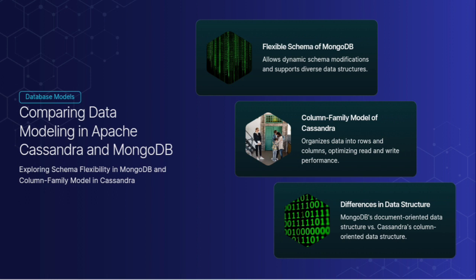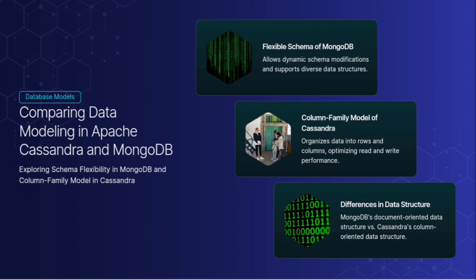Now let's talk about scalability and performance. Apache Cassandra is built for linear scalability and high performance read and write operations, making it a preferred choice for large scale distributed systems, whereas MongoDB is scalable but with a focus on ease of use and developer productivity, making it suitable for smaller to medium sized applications.